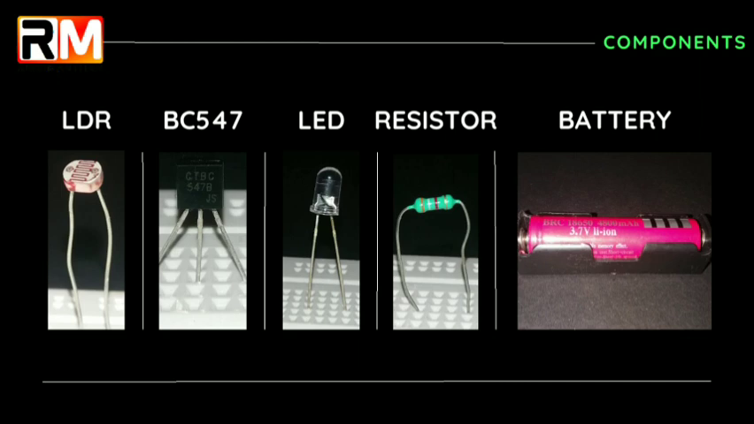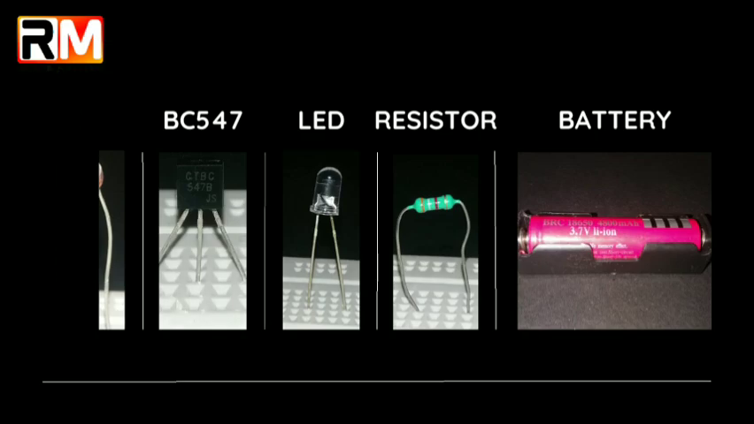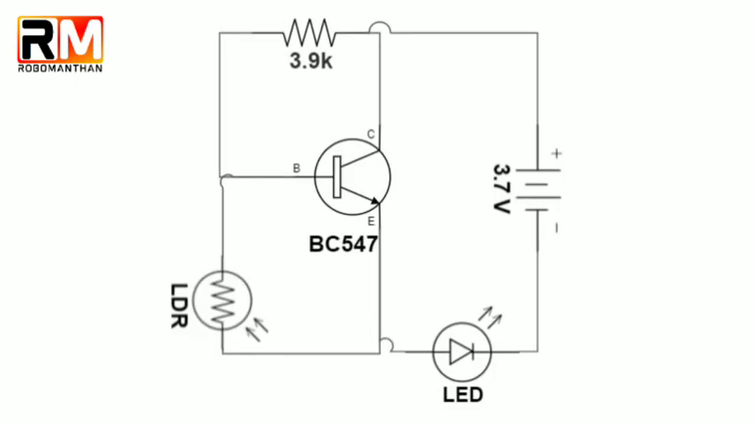Now that we're familiar with the components, let's dive into the circuit diagram and its working principle. Here's the circuit diagram. We have the LDR connected to a potential divider circuit. The BC547 transistor acts as a switch. Now, let's understand how it works.